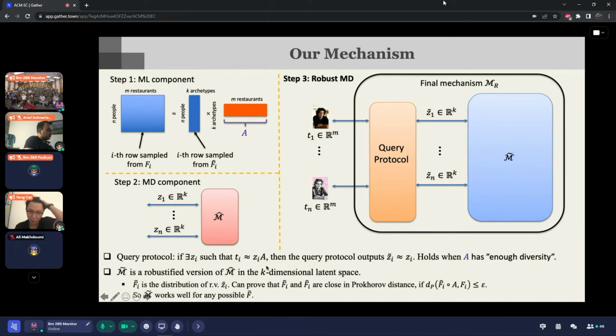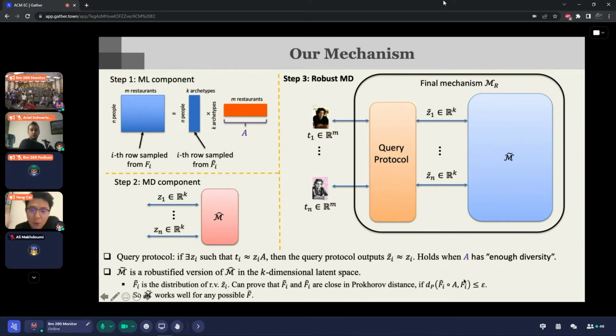So why do you need to do the robustification? Here's the reason. Because when you learn the z tilde, you actually are getting some distribution that's not f hat. So you're getting some distribution, I'm calling the f tilde. And what you can prove is that if f and f hat are close in Prokhorov distance, I'm saying f hat because really you need to multiply A to a sample from f hat.